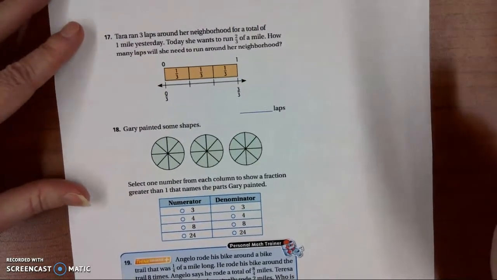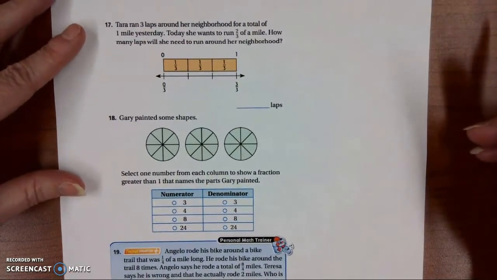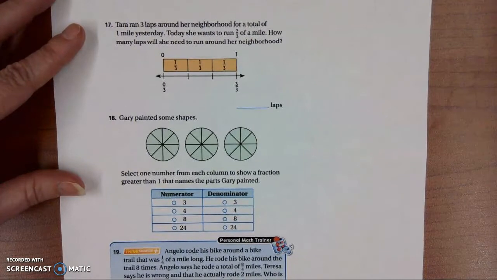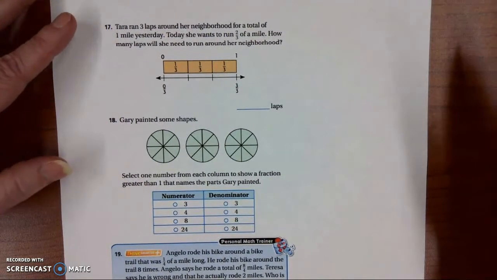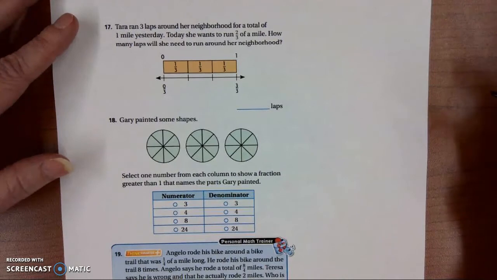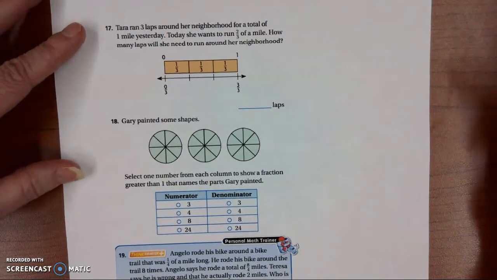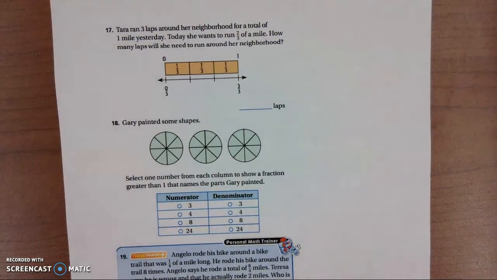This is GoMath, Chapter 8 review, and this is Part 4 of the review. We did omit questions 14 through 16 because they are beyond the scope of third grade work for Tennessee.